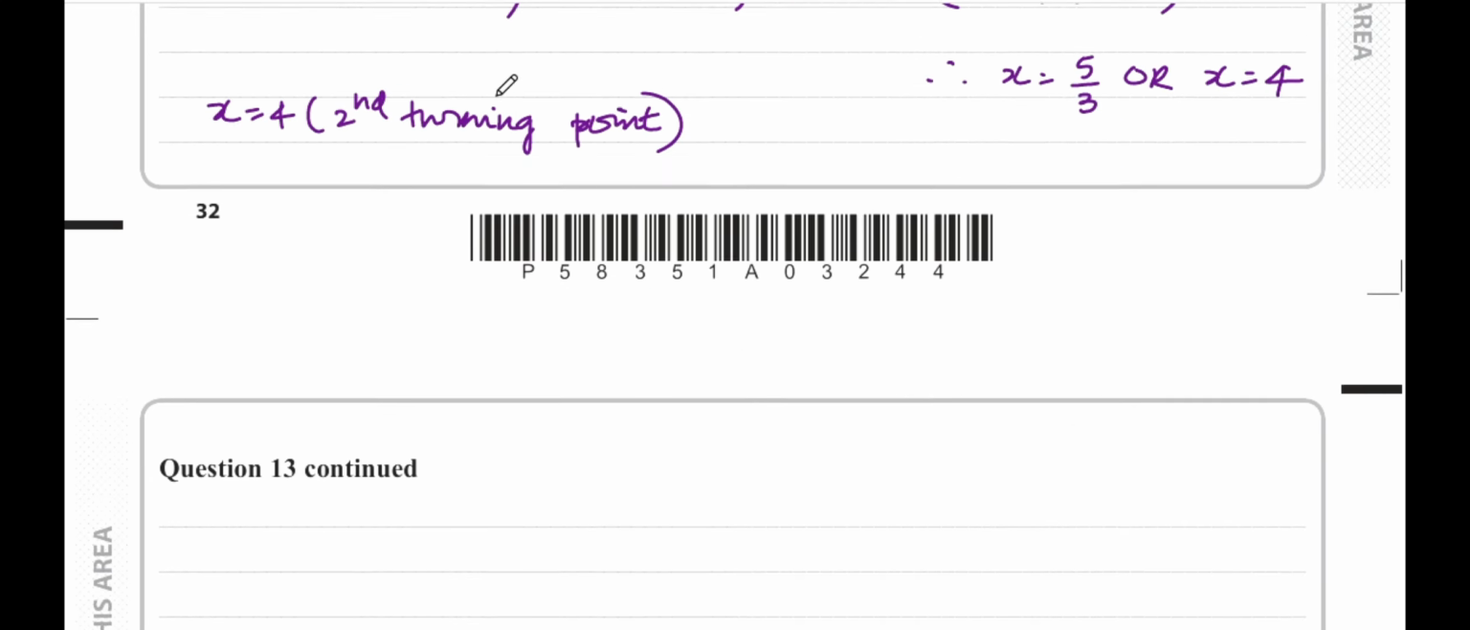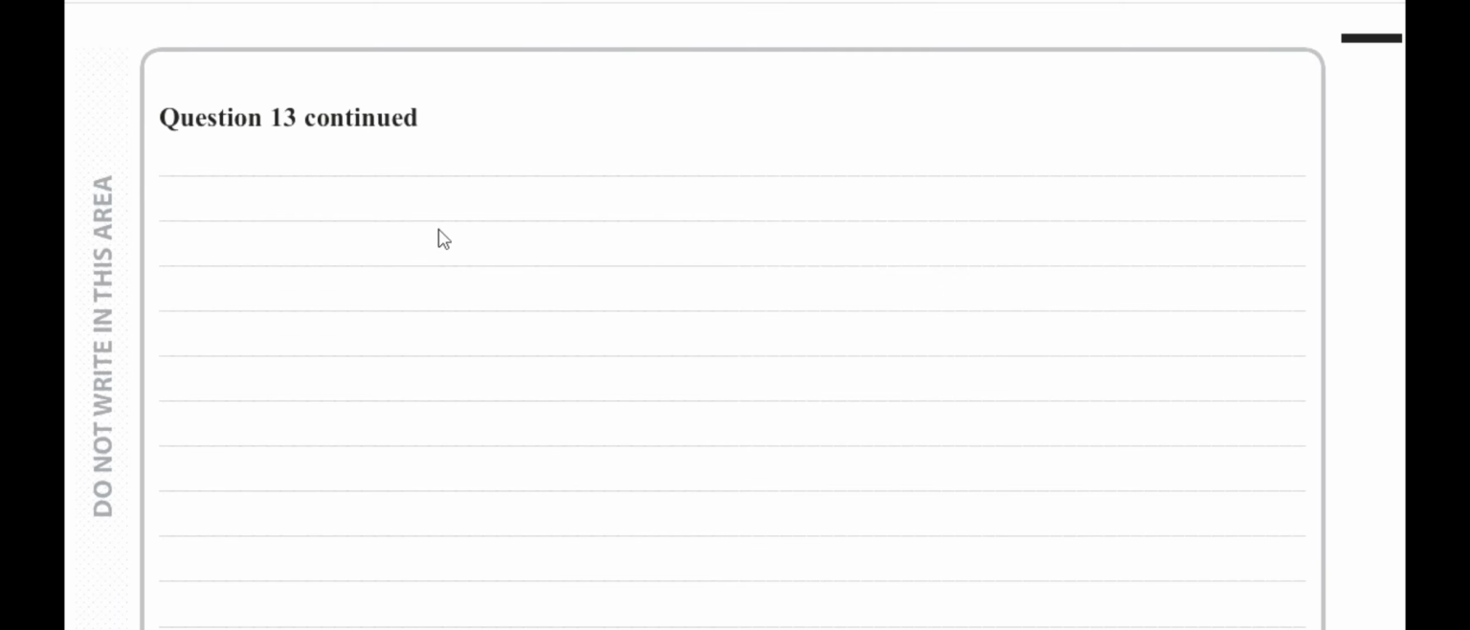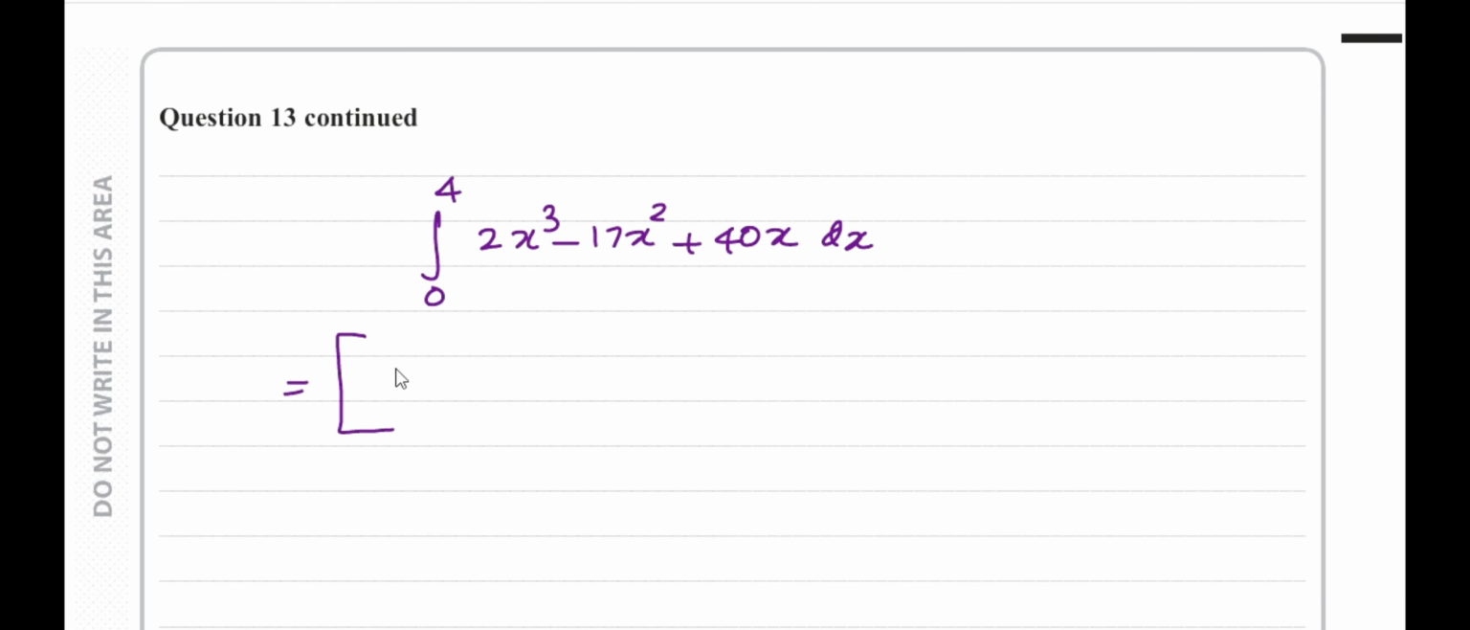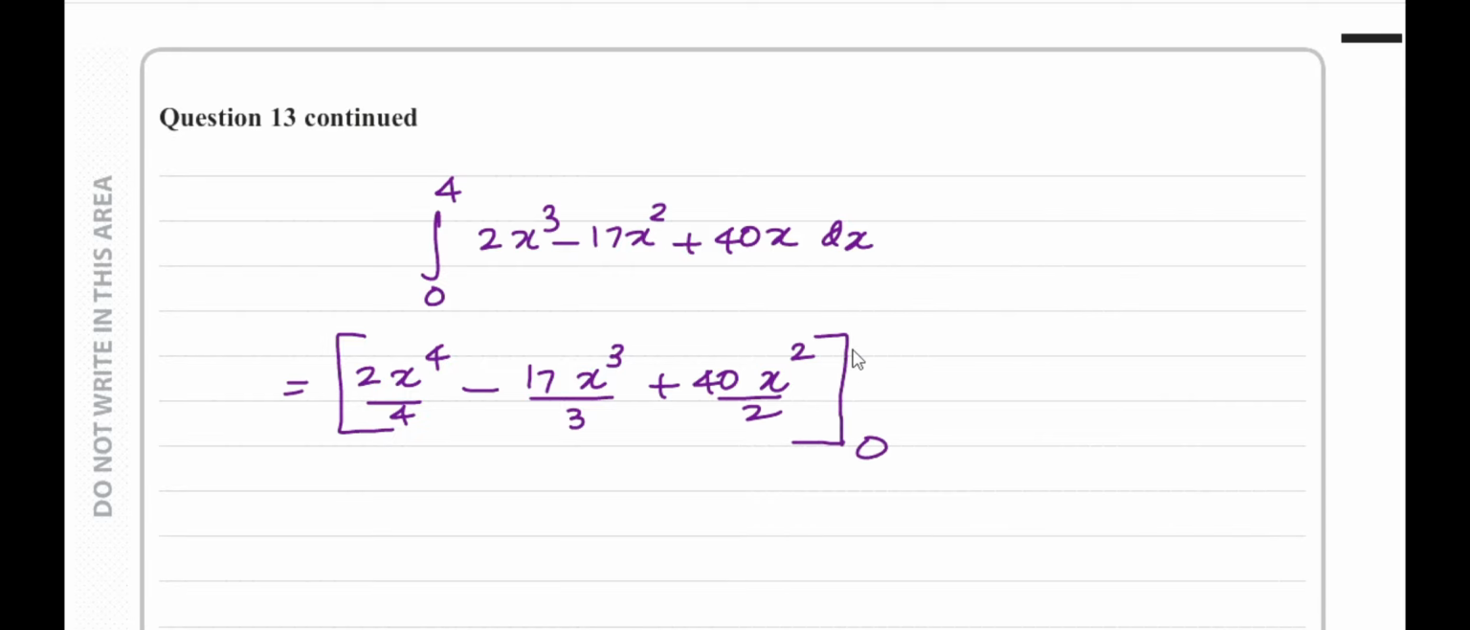Hence, the integration will be between 0 to 4 of 2x cubed minus 17x squared plus 40x dx. That is equal to, let's put the square bracket, 2x to the power of 4 over 4 minus 17x to the power of 3 over 3 plus 40x squared over 2, between 0 and 4.